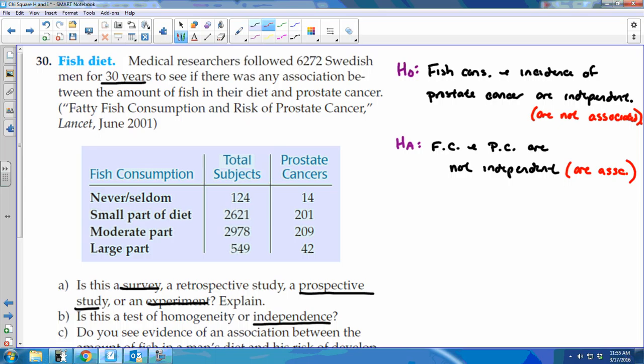After we do the hypotheses, we got to check the conditions. I'm not going to write them out this time. Again, we know we have counts, but please look at the table because this is what sometimes AP people like to do. What is wrong with the table as it is right now?